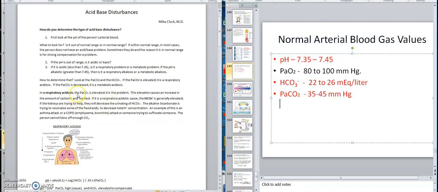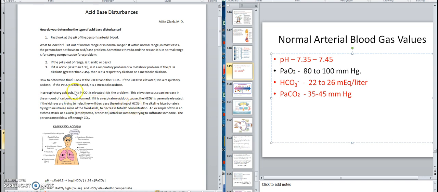In a respiratory acidosis, what does that mean? The pH is too low, that's acidic. The PaCO2 is elevated. That's the problem: too much CO2. This elevation causes an increase in the amount of carbonic acid formed. If it is a respiratory acidotic cause, the HCO3 is generally elevated if the kidneys are trying to help. They will decrease the urinating of base.